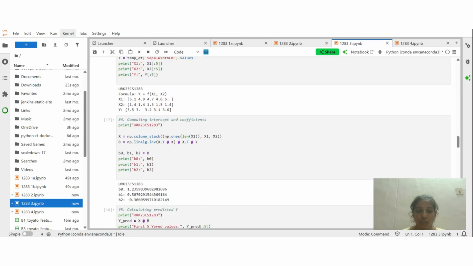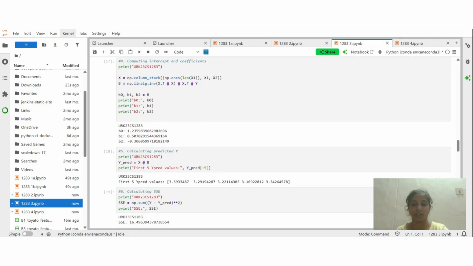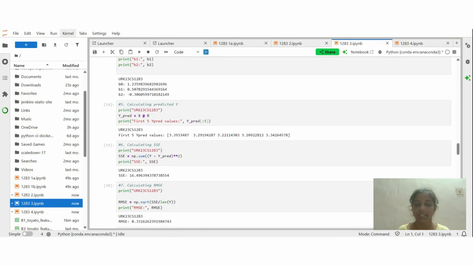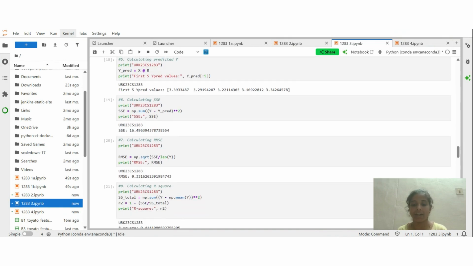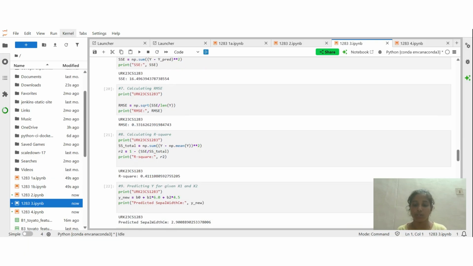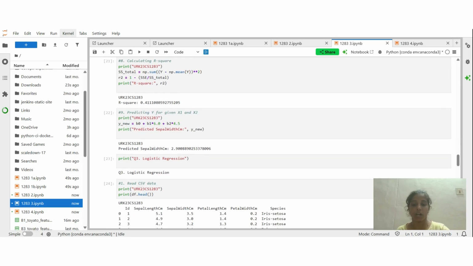And compute correlation is the fourth question. Here I calculated correlation to understand the feature impact. And fifth one is calculate y pred. Here we are using multiple inputs. SSE is used to get total squared error, and RMSE is used to calculate root mean square error. R square is used for accuracy, and we get the predicted output given by inputs x1 and x2.